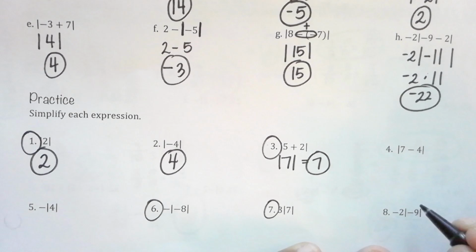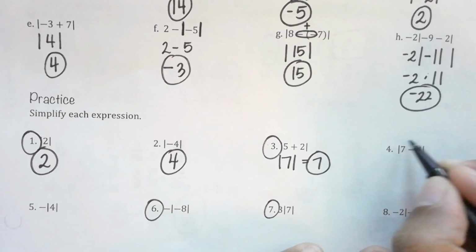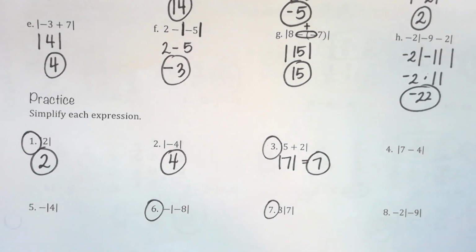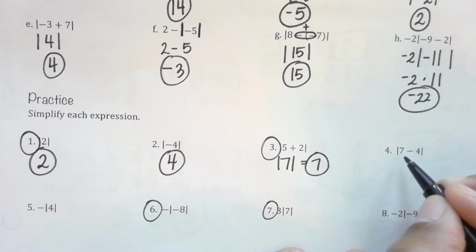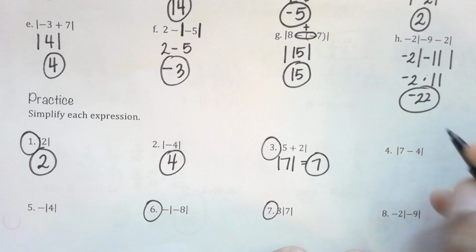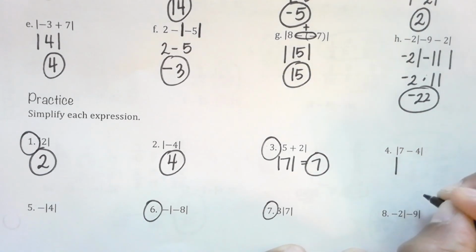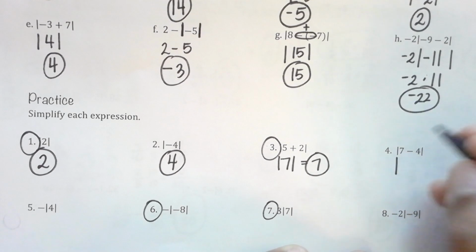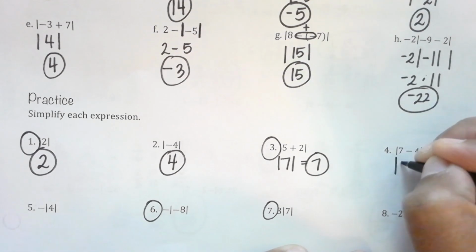Great job. Looking at number 4, is there anything to work on the inside? Are they the same or different? The signs. They're different because isn't the 7 positive? Is the 4 negative? So should my inside be negative or positive? Are you sure? Which one? Positive, because why? The 7 is greater than 4. So what's 7 minus 4? So what's the absolute value of 3?